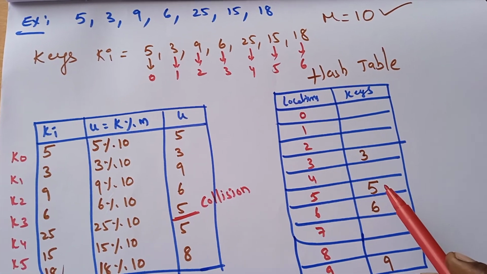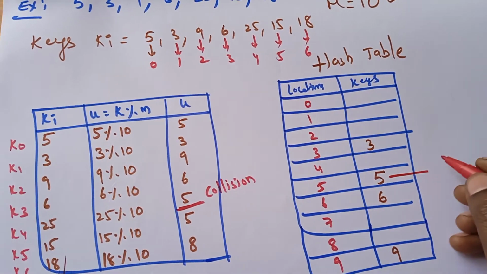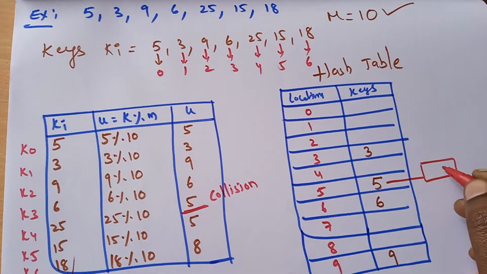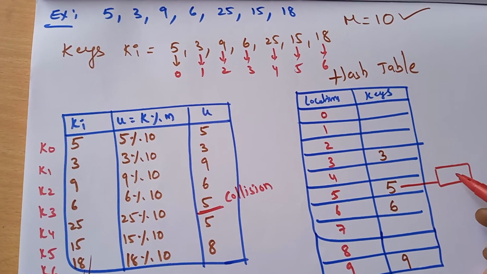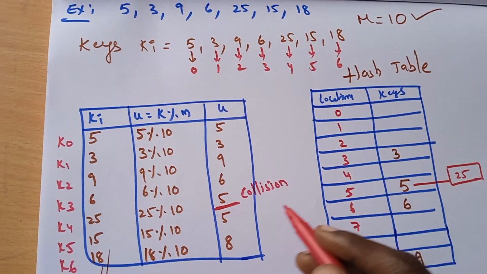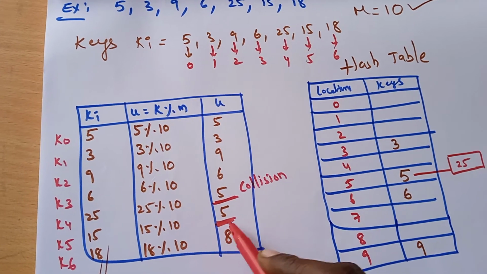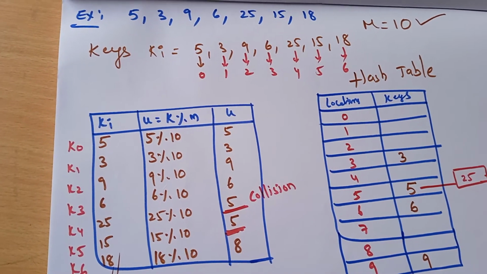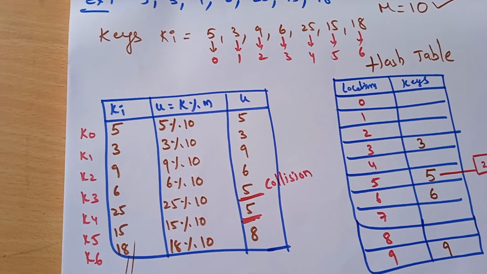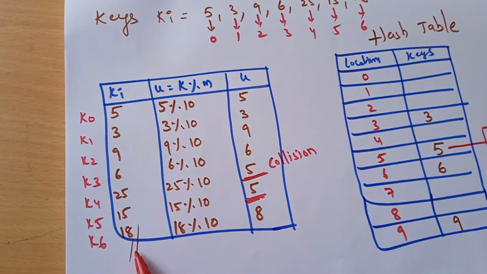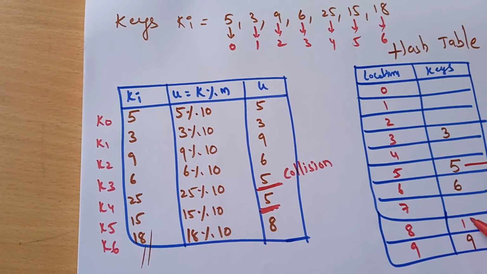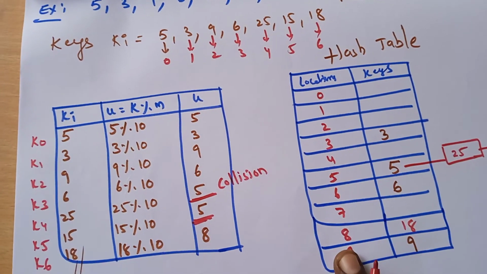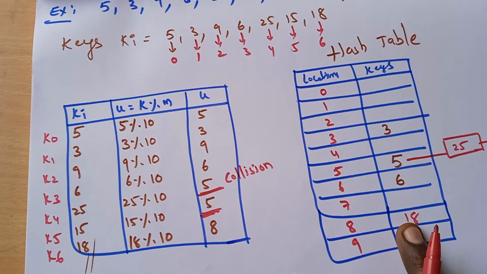Now here it is, separate chaining will come. Now we'll take a separate chain. Now what will we place here? 25 will be placed. Again collision with the next element, and we'll take a separate chain. So the element now is 15. Now it is 18. 18 will be at the 8th place. So no collision. The 8th location is empty, so you can place 18.